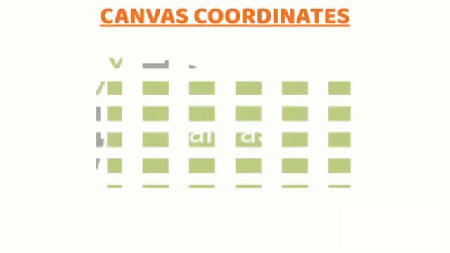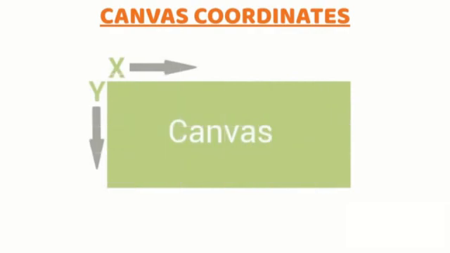The HTML canvas is a two-dimensional grid. The upper left corner of the canvas has the coordinates 0, 0. X coordinate increases to the right. Y coordinate increases toward the bottom of the canvas.